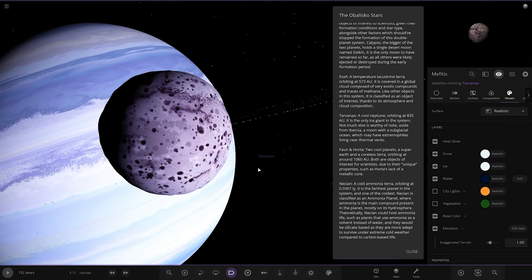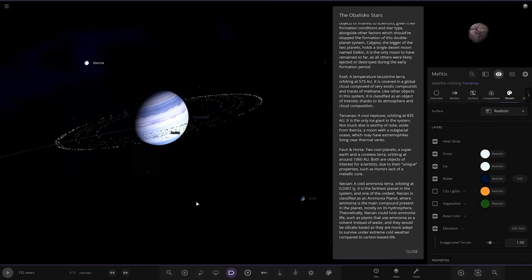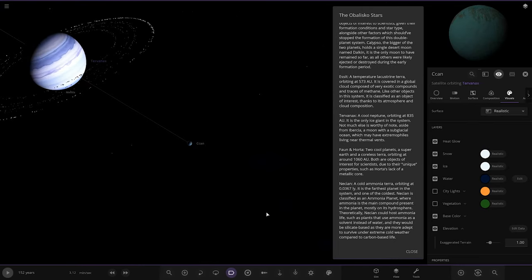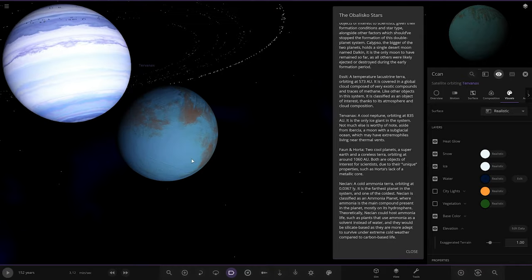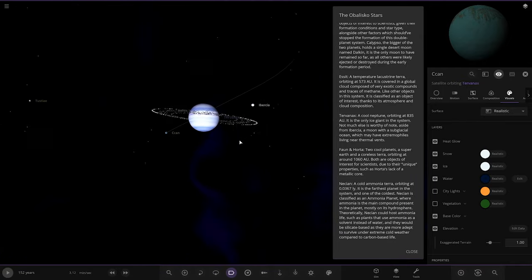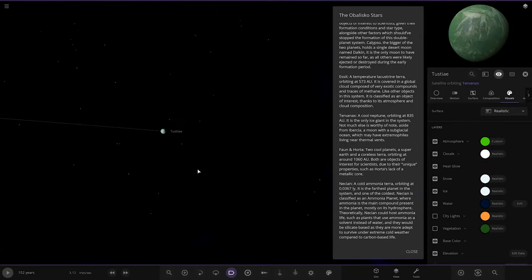Not much is worthy of note aside from Ibersa, a moon with a subglacial ocean that may have extremophiles living near thermal vents. So kind of like Europa then. It's also got another moon over here. That's a nice looking gas giant. One over here as well.